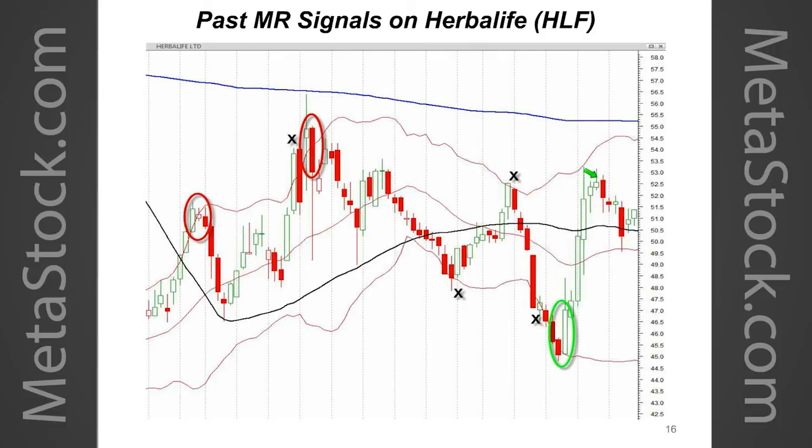Now, if we go to the next slide, you're going to see some setups here that kind of look like mean reversion setups. There are four of them I've highlighted here, but they don't quite satisfy all four requirements. In the first case right here, we're not far enough away from the 20-period moving average. We're only about 8.5-9%. Not the full 10% that we want to see.